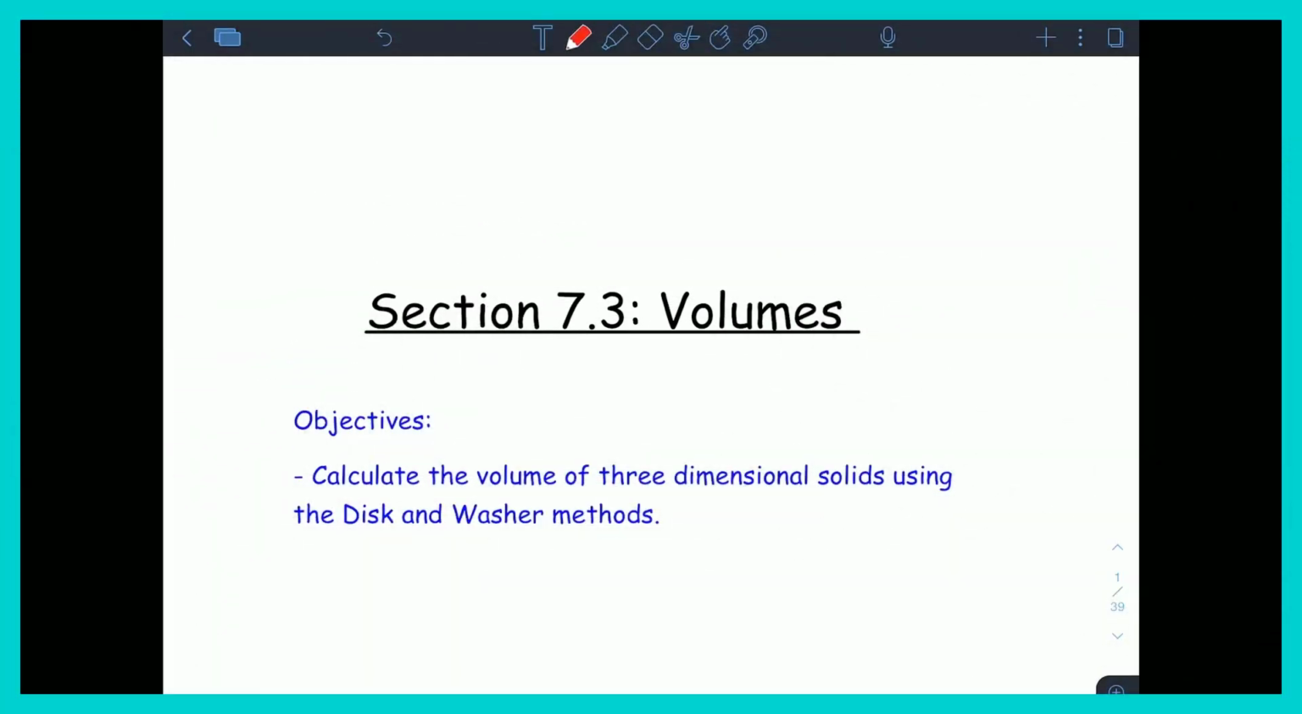Hey everyone, Mr. Shakti here to talk about section 7.3, which is volume. The objective of this video is to calculate the volume of three-dimensional solids using the disk and washer methods.